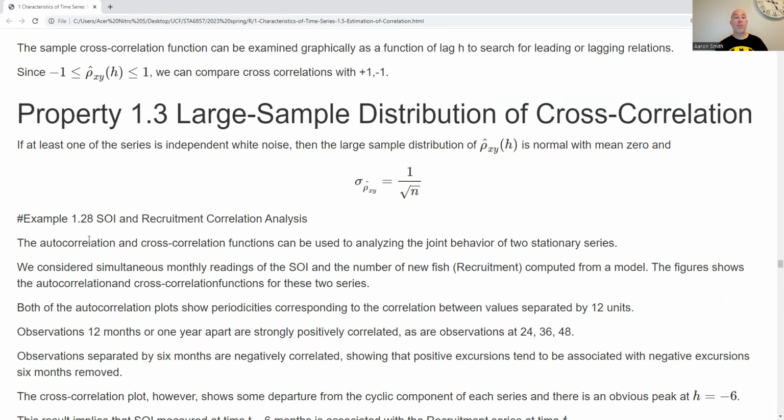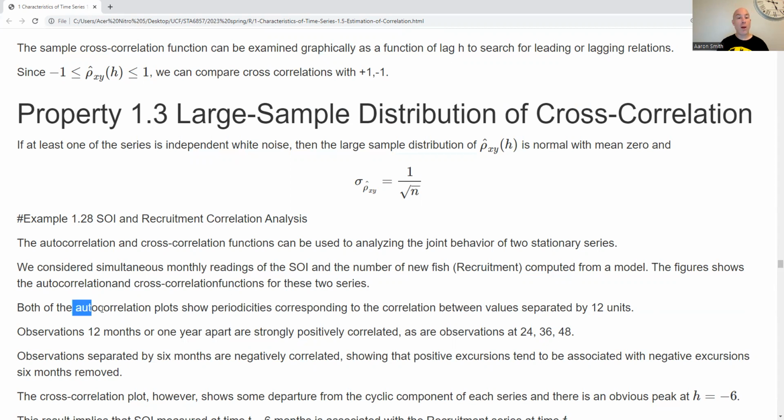All right, and so now let's go ahead and look at an example. This is example 1.28. Once again, we're looking at the SOI and recruitment data sets. The autocorrelation and cross correlation functions can be used to analyze the joint behavior of the two time series together. We consider the simultaneous monthly readings of the SOI and of the new number of fish computed in the model. And in a moment, we'll look at the autocorrelation and cross-correlation functions.